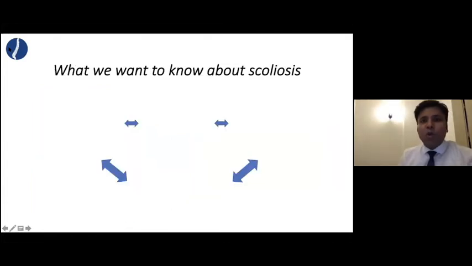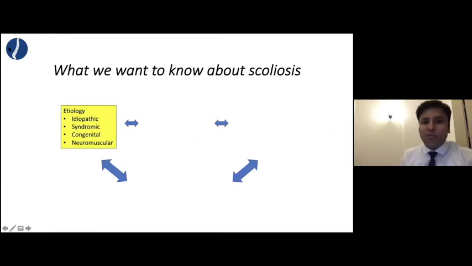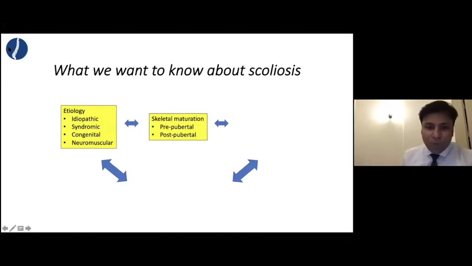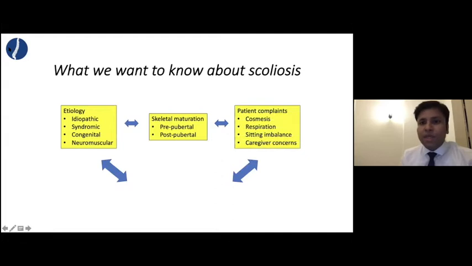What we want to know about scoliosis in clinical examination and history is, first of all, uncover the etiology, whether it's idiopathic or non-idiopathic. Where does the patient lie in the skeletal maturation chart? Is the patient pre-pubertal, post-pubertal? What are the patient's complaints? Why is he coming to your clinic? Is it for cosmesis? Is it because of respiratory difficulty? Is it sitting imbalance? Or is it caregiver concerns from the parents? And when you decipher all these, you get to the management.